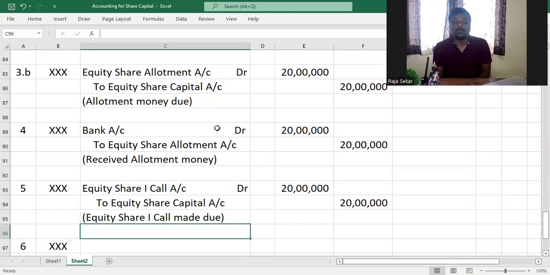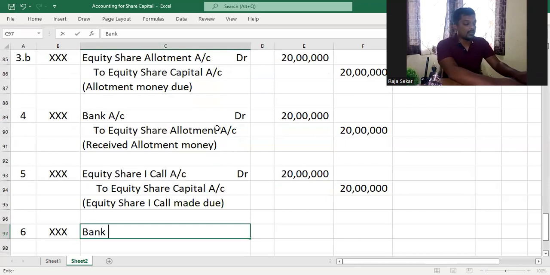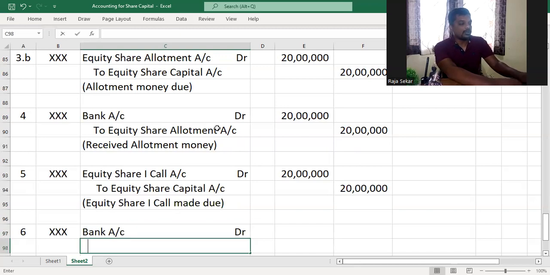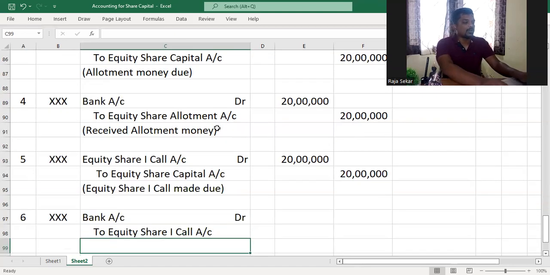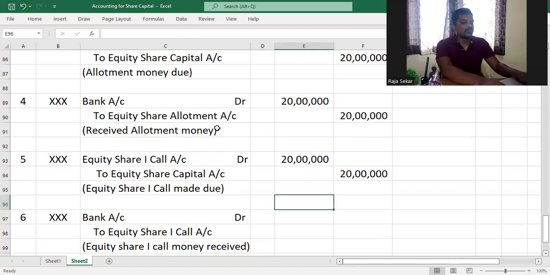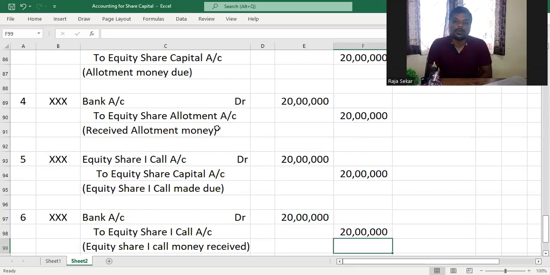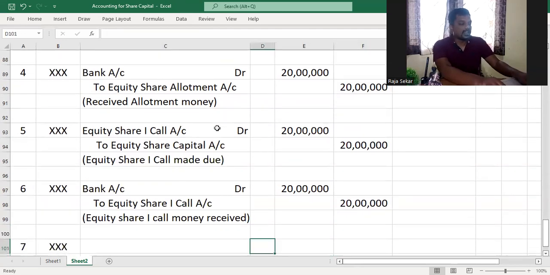Alright, now when we make the equity share first call due, what happens? The shareholders would pay the equity share first call and the company would receive it. So we would receive money and therefore our bank account will be debited. We in the sense company. Bank account debit to equity share first call account. Equity share first call money received. And how much would we receive? As there are no defaulters, you will receive the entire money as everyone has paid the amount due on their calls. Alright, my dear children, after this, what would we do?